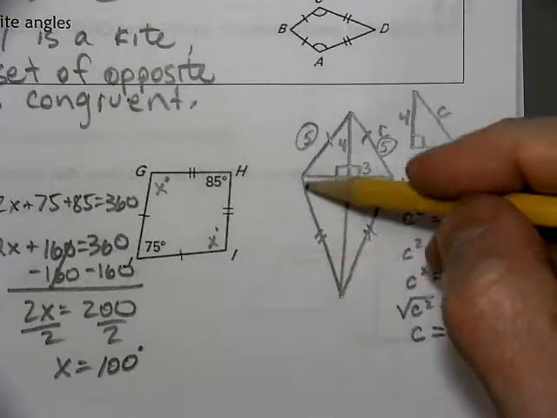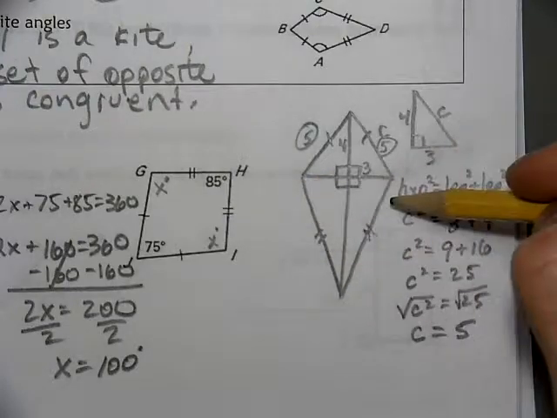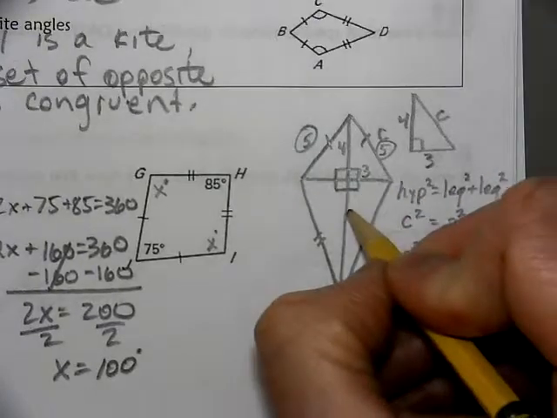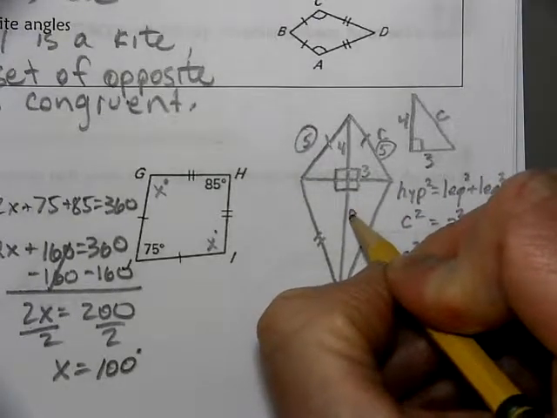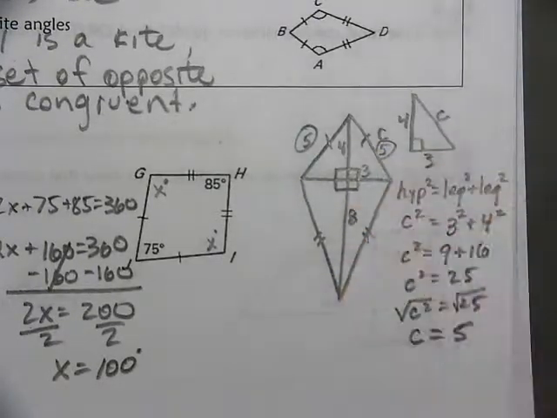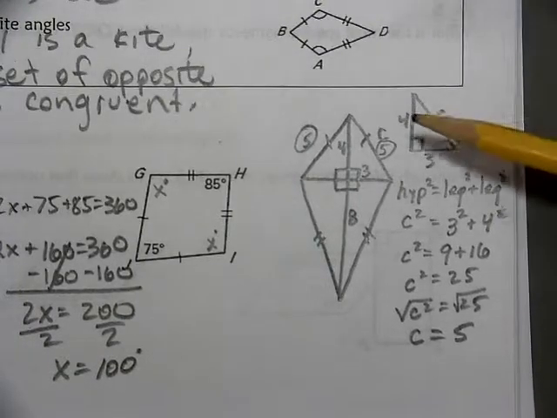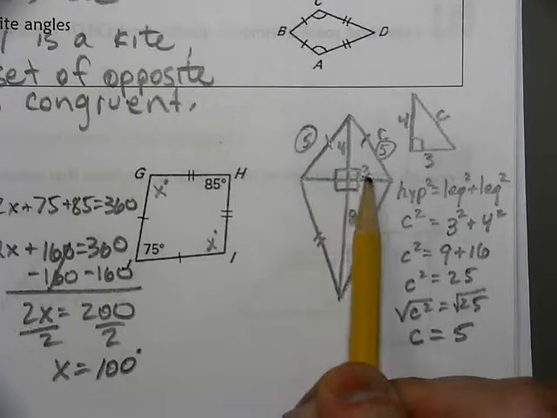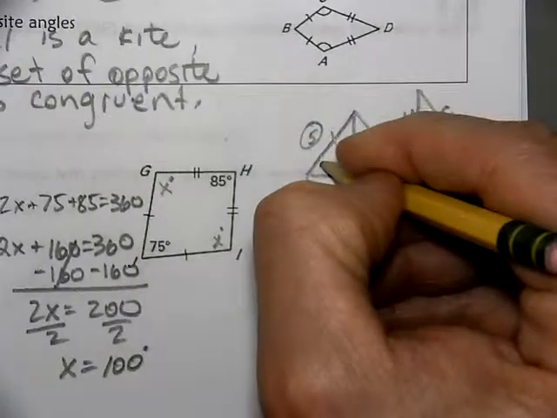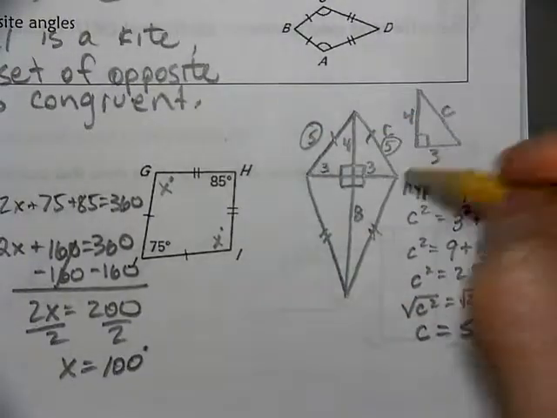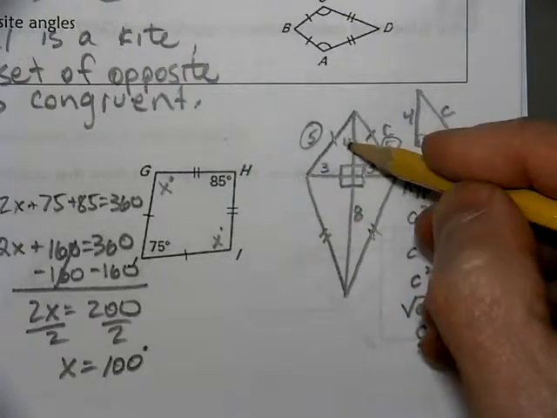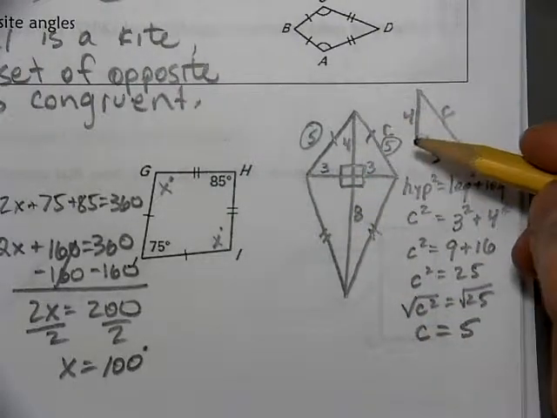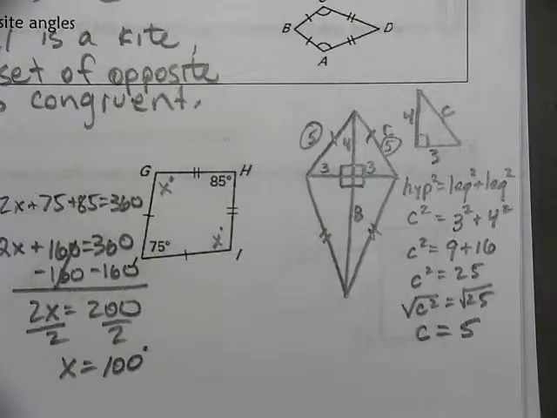I don't know what these lengths are. I would need to know another bit of information. Let's say that this part of the diagonal is 8. In a kite, both diagonals don't bisect each other. This one gets bisected. This side would definitely be 3. But these wouldn't both be 4. This would be different than the 4. It could be 5, it could be 10. I'm going to call it 8.